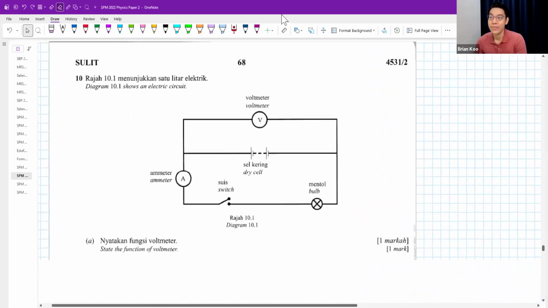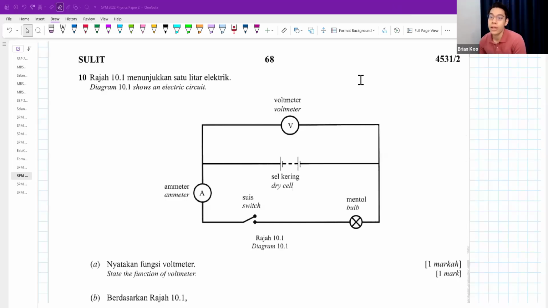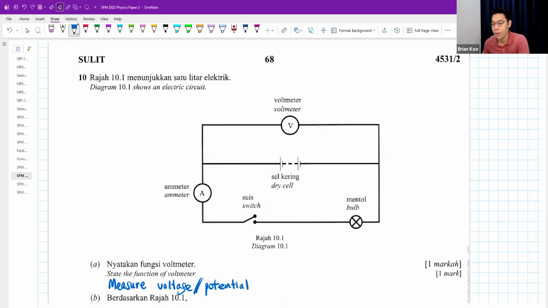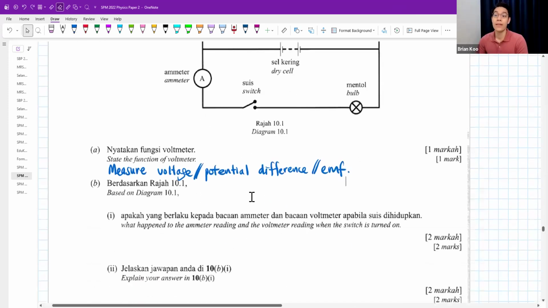Number 10. Diagram shows an electric circuit. State the function of a voltmeter. You can just say to measure voltage, measure potential difference. Also can, to measure e.m.f. Or if you want to write the full name, electromotive force, also can.